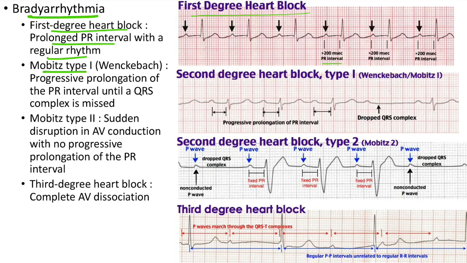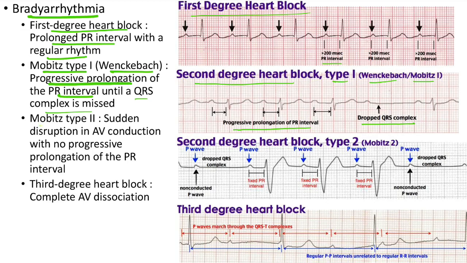Coming to Mobitz type 1 or Wenckebach heart block. In this case, there will be progressive prolongation of the PR interval until a QRS complex is missed. This picture shows second degree heart block type 1, that is Wenckebach or Mobitz type 1 heart block. As you can see, there is progressive prolongation of PR interval until there is a dropped QRS complex.